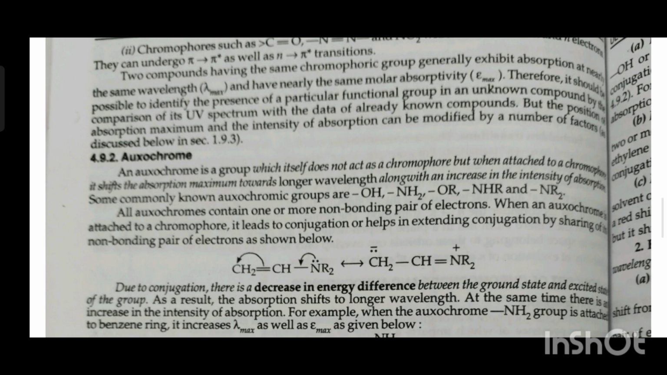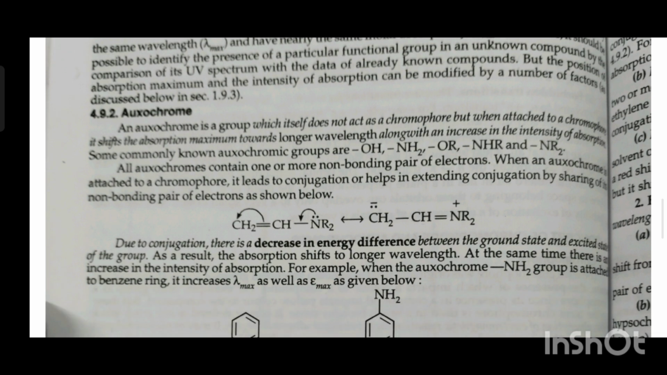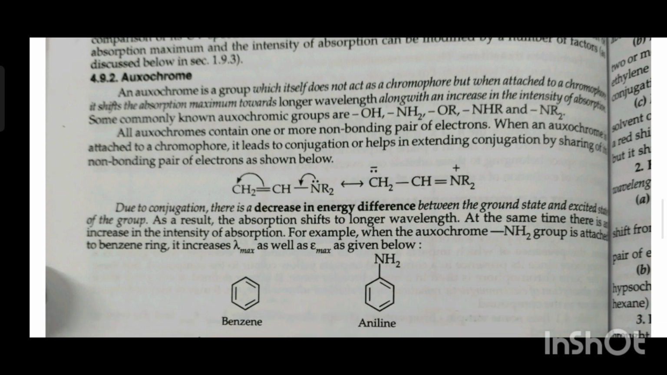Auxochrome. An auxochrome is a group which itself does not act as a chromophore, but when attached to a chromophore, it shifts the absorption maximum toward longer wavelength along with an increase in intensity of absorption. Some commonly known auxochrome groups are OH, NH2, OR, NHR, NR2. All auxochromes contain one or more non-bonding pairs of electrons. When an auxochrome is attached to a chromophore, it leads to conjugation or helps in extending conjugation by sharing of its non-bonding pair of electrons, as shown below.